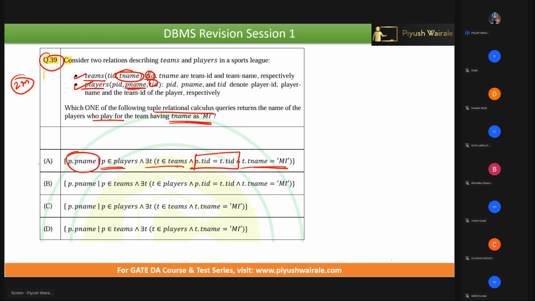What about option number B? Why is it not correct, or what's the difference here? It looks the same. Okay, here there is P belonging to teams. That is not right. T belongs to players here. We can have any variable, but here we are projecting P dot P name, and P name is in the players table, so P must be from the players table. Here we have T, so it is not correct. What about C?